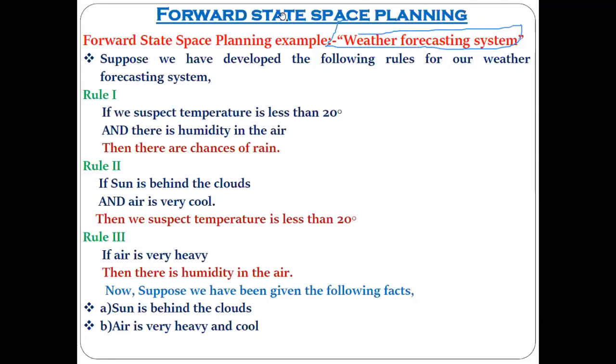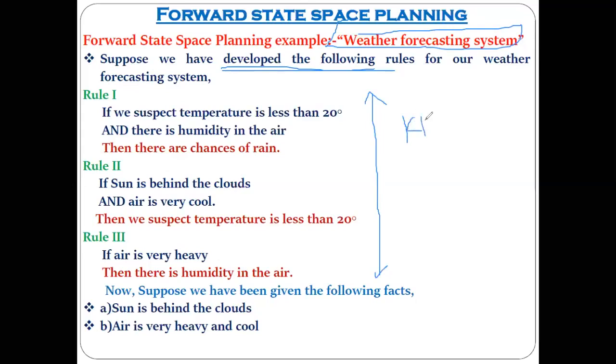Now, let's see. We have developed some rules for the weather forecasting system, and these are the rules. By using these rules and some facts, we'll try to reach some goal. The rules which I have mentioned here are nothing but your knowledge base. These rules are a combination of some fact and the result. So this is acting as the knowledge base. You got the point. And when the knowledge base comes into utilization for some AI agent, what is the use of the knowledge base for the AI agent? What is the utilization of the knowledge base?